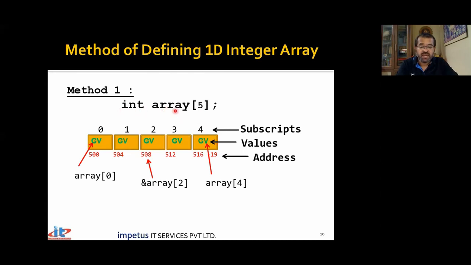But since we said int array[5], we are saying it's a group of 5 variables of type integer. So after the first variable, we have the second, after that the third, then the fourth, and after the fourth the fifth element, and so on. If the first variable was stored at address 500, the next is at 504, the next at 508, then 512, then 516, and so on. What do you see over here? There is a gap of only 4 bytes. So there is no gap between these variables. They are all stored in contiguous memory locations.